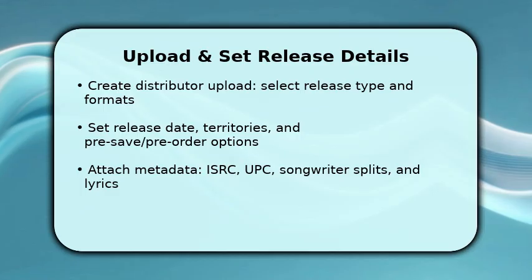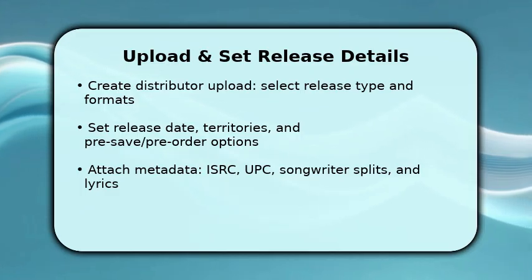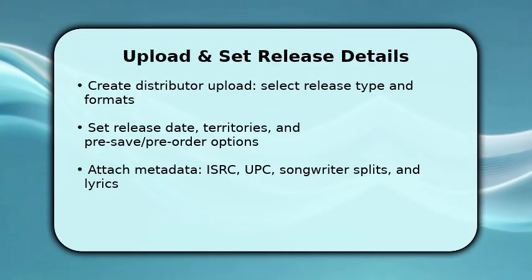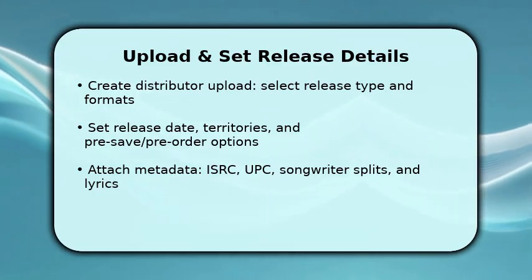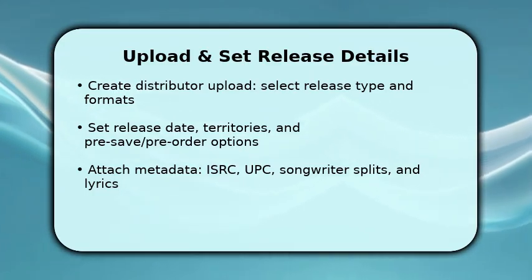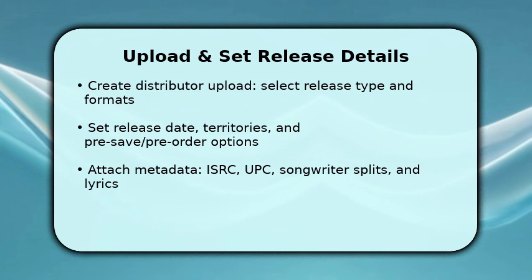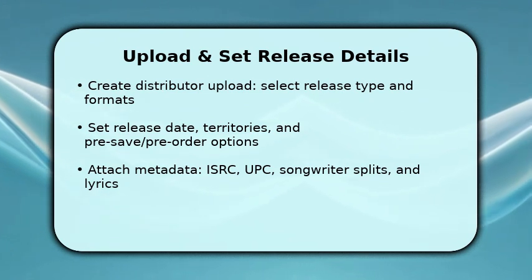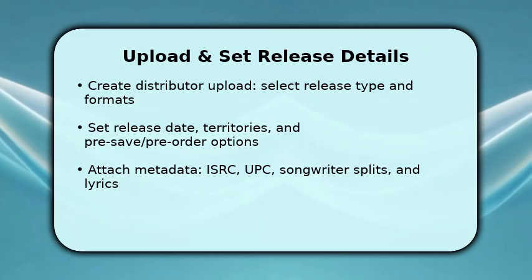Enter ISRC and UPC codes, songwriter credits, and lyrics where applicable so royalties route correctly. Double-check export settings and delivery windows. Distributors need up to several weeks to push to Spotify. Finish by approving the distributor's delivery and noting the confirmation timeline.